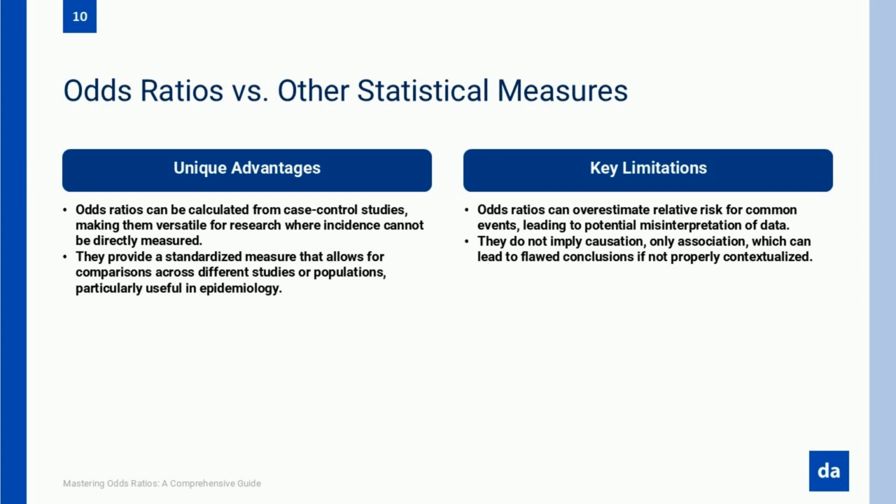Consider a scenario where a new drug is being tested. If the odds ratio suggests that the drug reduces the odds of a common side effect by 50%, it doesn't necessarily mean the actual risk is halved.